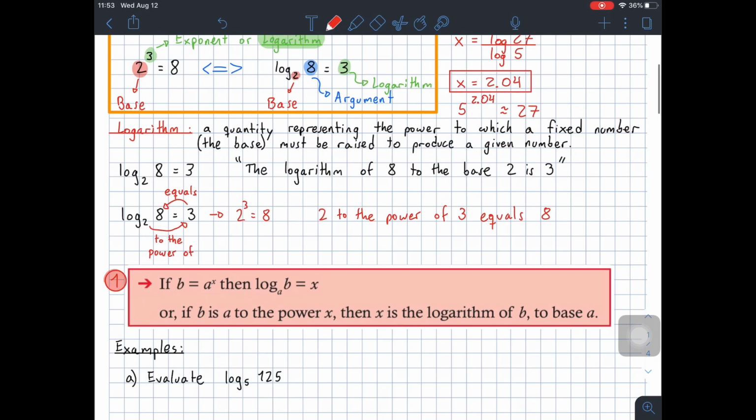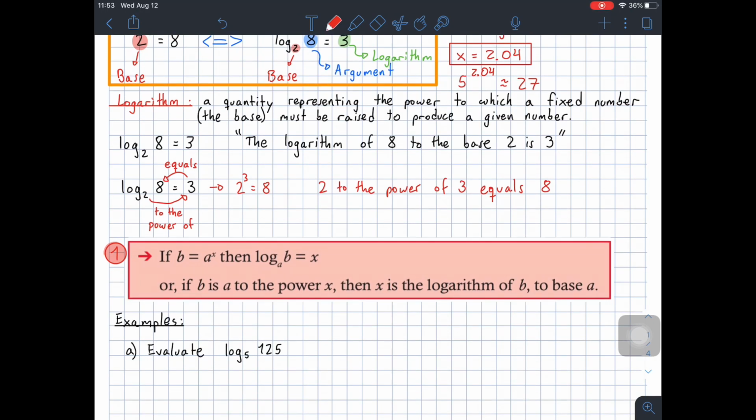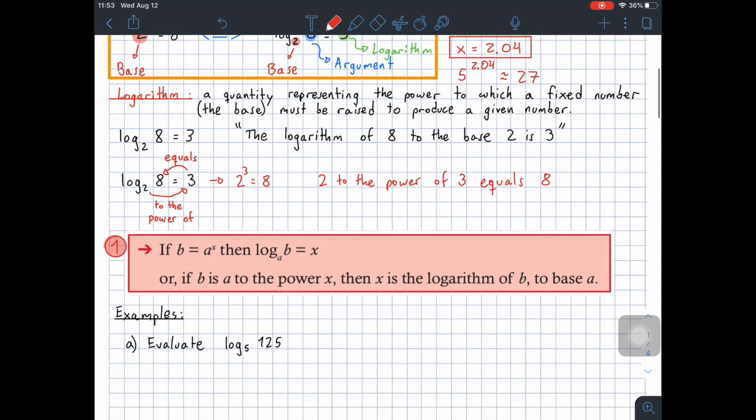And how do we work with this? The rule is very simple. It's this number over here, which is the base, to the power of this number we have over here, which is the logarithm, and that should be equal to the argument, which is the number we have inside the logarithm. Okay? So basically what we're doing is 2 to the power of 3 equals 8.